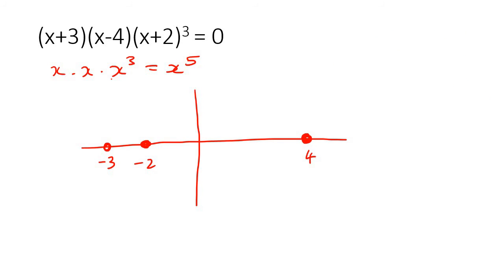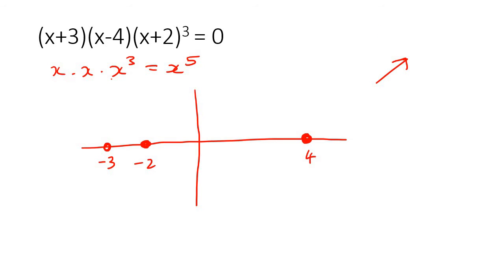Okay, so to work out the end behavior on this side, you plug in infinity. So what would infinity to the power of 5 be? Would it be positive or negative? It would be a positive number. So that means it's going up. Whenever it's a positive number, it goes up. If it's a negative number, it goes down.